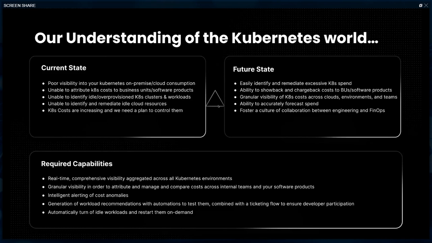So a future state is we want to be able to identify and remediate excessive cloud spend. We want to be able to actually do showback and chargeback, so that individual teams and product owners understand what the cost is that's associated with their activity. We want granular visibility, so we want to be able to see this across clouds potentially if you're multi-cloud, across environments like dev, QA, pre-prod, prod, as well as teams. We want to be able to forecast where spend is actually going to go. So is it increasing? Where's it trending to? And we want to foster a culture of collaboration.